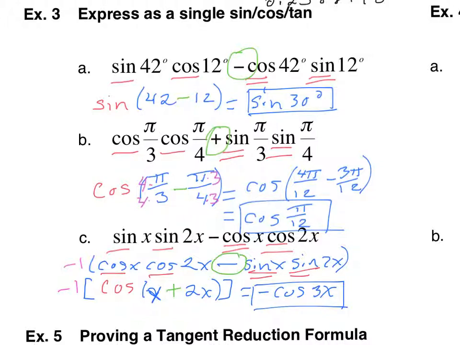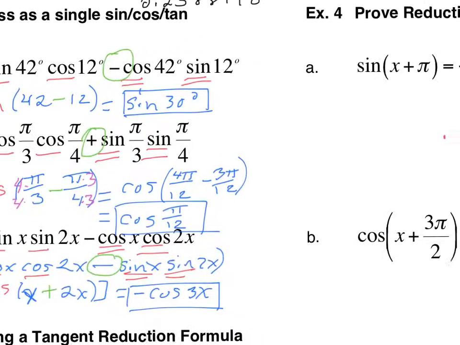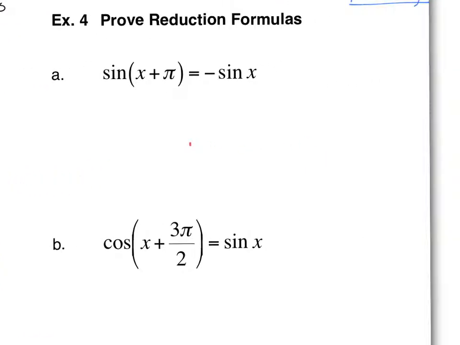All right, so then examples 4 and 5 deal with proving reduction formulas. Emphasis on that lovely word, prove. Remember what proving meant? All right, so we get to make one side look like the other side. So you might want to write yourself a little note. The reason why it says a reduction formula is because it only occurs when you have multiples of pi over 2. So write yourself a little note.